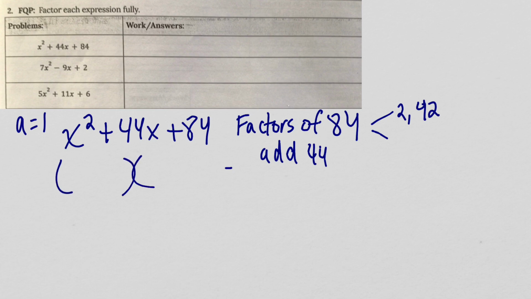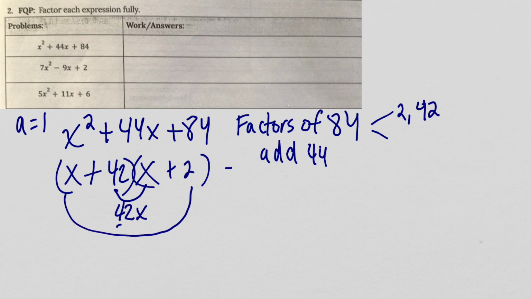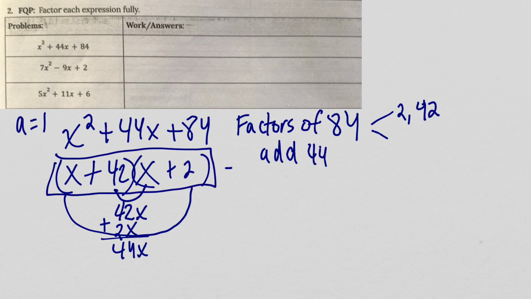Because it's x squared, I gotta put x and x. And then I'm gonna put my 2 factors, positive 42 and positive 2. And you could actually check to make sure this is right by multiplying my inner terms. 42 times x is 42x. My outside terms, 2 times x is 2x. These are added up to give me my middle. So we know this is the correct answer for that one.